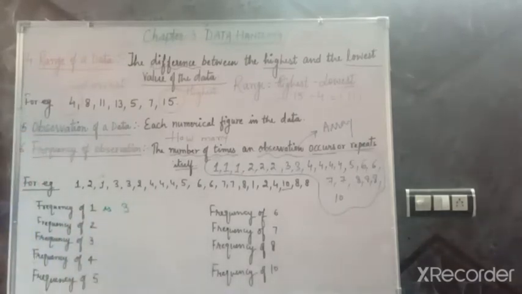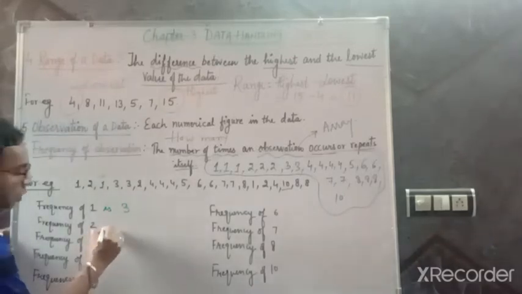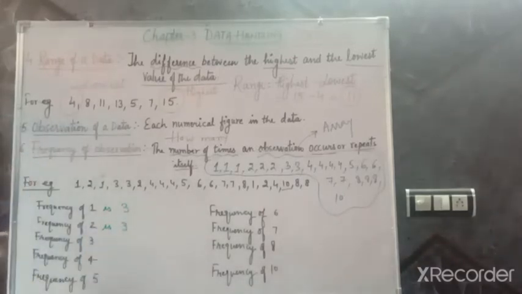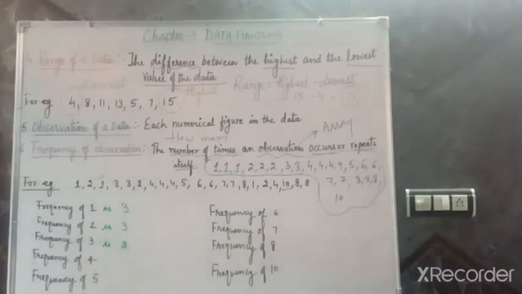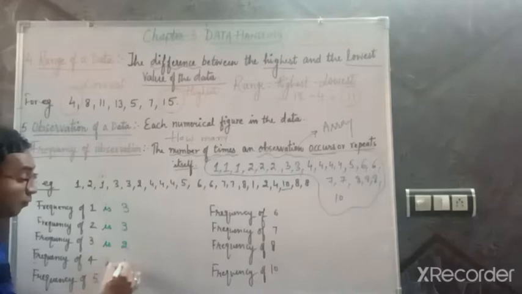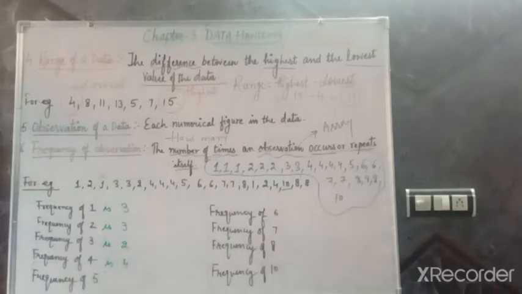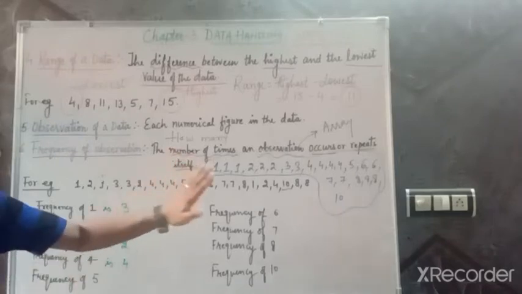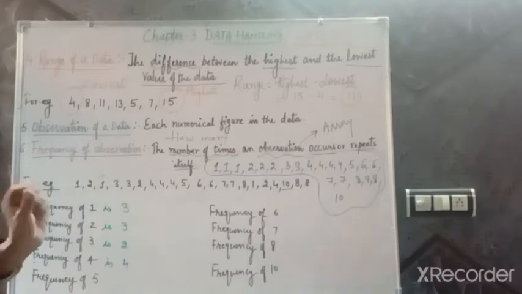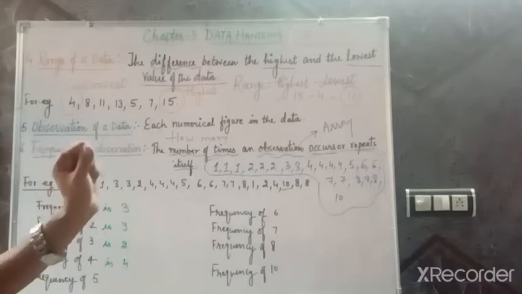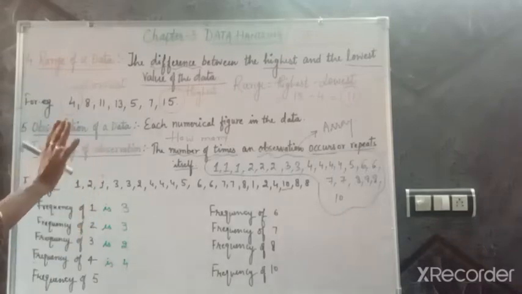What is the frequency of 2? The frequency of 2 is also 3. The frequency of 3 is 2. What is the frequency of 4? 4 is coming 4 times. Don't judge from here that if the value is 4, 4 will always come 4 times. I have just taken very hypothetical data. It is not necessarily every time that if 4 is there, then 4 will appear 4 times. This is just a coincidence here.